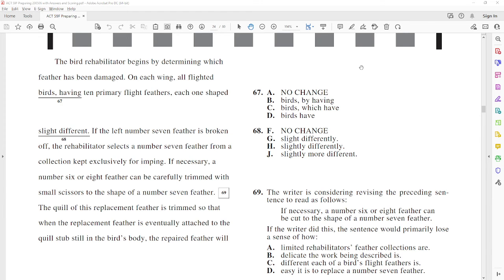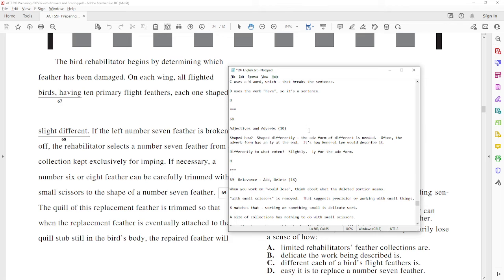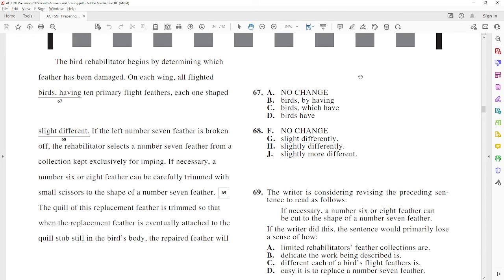Okay, now, 68, I think it has to do with adjectives and adverbs, chapter 10. Okay, yeah, I guess slightly differently, because shaped how? Shaped differently. How differently? Slightly differently. The different word has to modify shaped, which is a verb, and the slight word has to modify different, the different word, which is an adverb, which would make slight another adverb. So usually the ly form is the adverb form. So shaped how? Shaped differently. How differently? Slightly differently. So that's H.